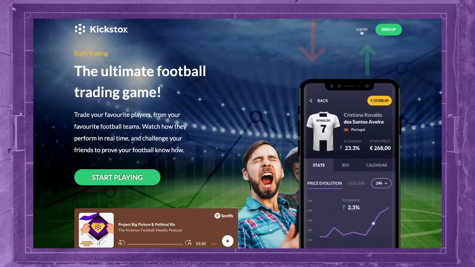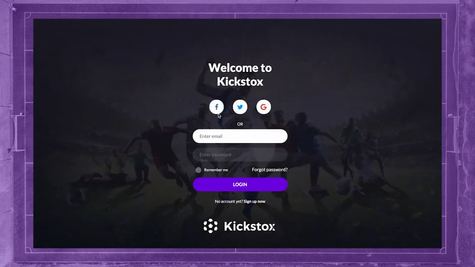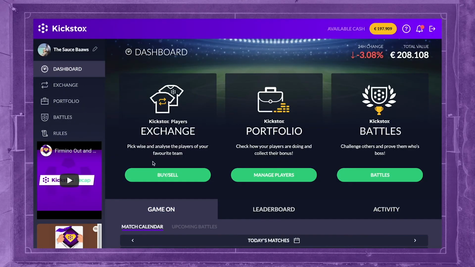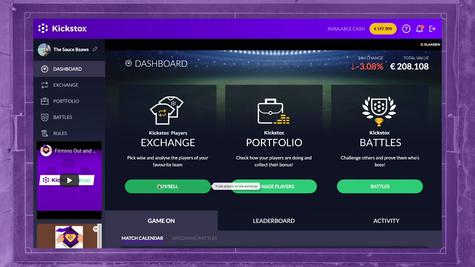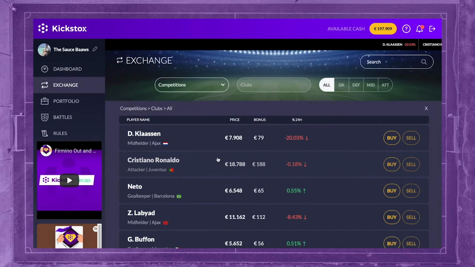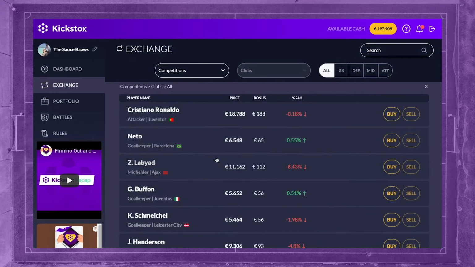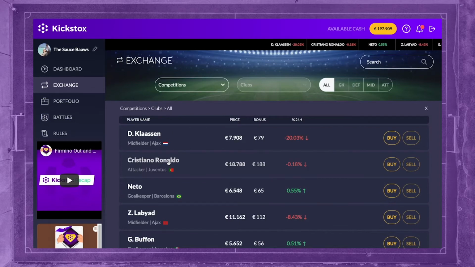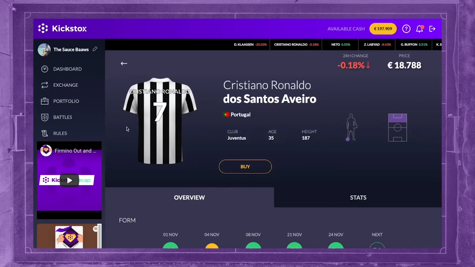Once you have created your account at Kickstox, you will start with a budget of 100,000 in-game currency, which you can trade with. With this budget, you can buy stocks of football players on the exchange from any of the big leagues. On Kickstox, you can buy any player on the exchange multiple times within the limits of your budget. In comparison to other fantasy games, you don't have to build a team of 11 players, but instead are completely free to create your own tactic.